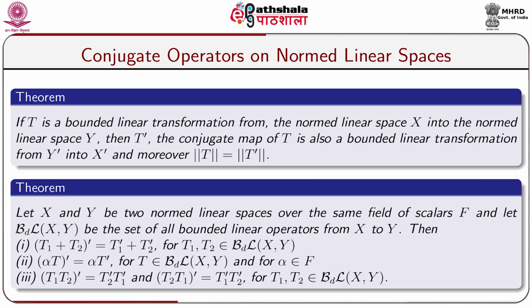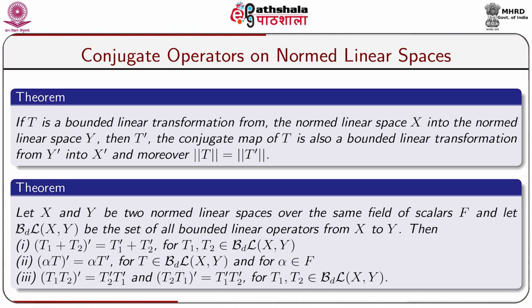So, thus we get a theorem: if T is a bounded linear transformation from the norm linear space capital X into the norm linear space capital Y, then T', the conjugate map of capital T, is also a bounded linear transformation from Y' into X'. Moreover, norm T equal to norm T'.